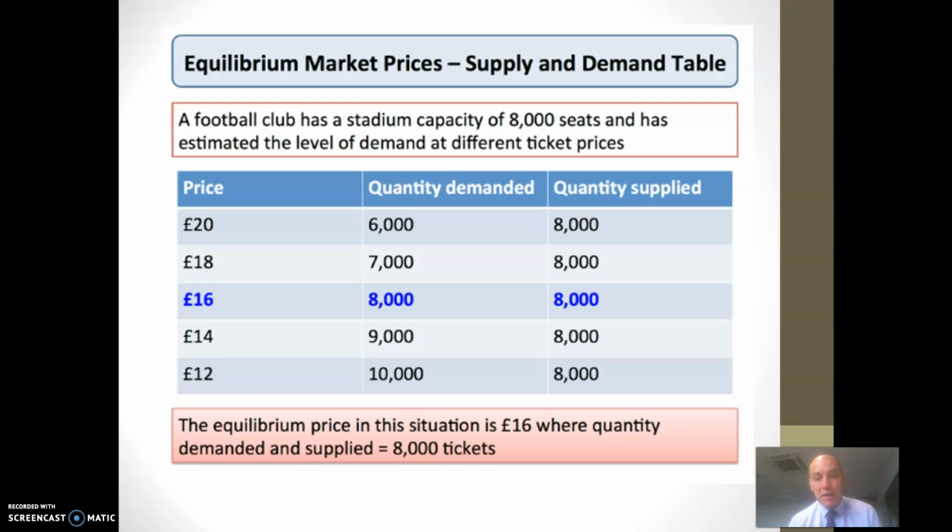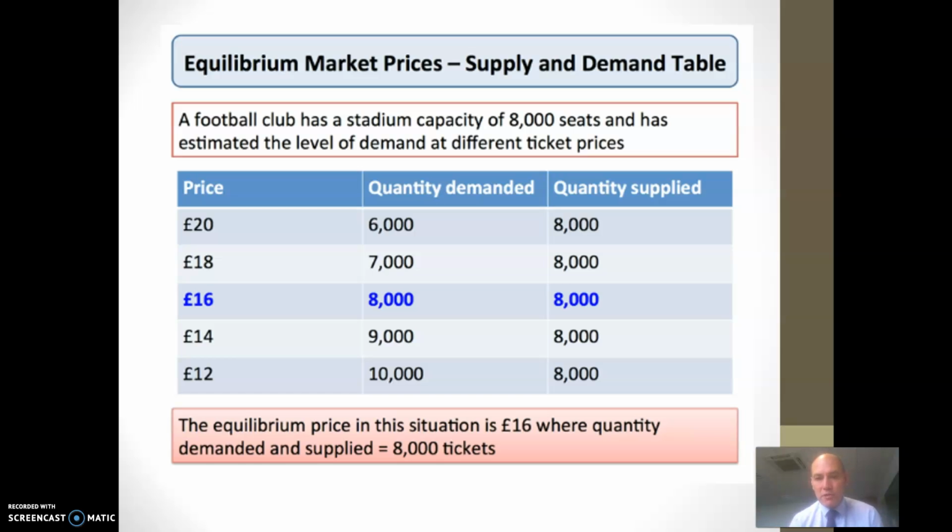In terms of supply, capacity is 8,000, so that will always be 8,000. At different prices from £20 through to £12, you can see the amount demanded. At £20, 6,000 would be demanded and 8,000 supplied, so there would be 2,000 empty seats. At £18, the price falls, more people would demand it. At £16, demand is equal to supply. There's our equilibrium, £16, where the two are equal.